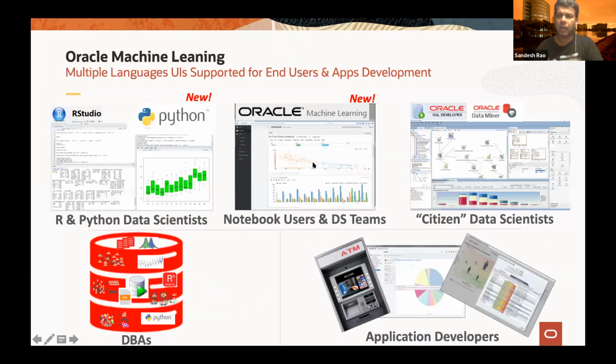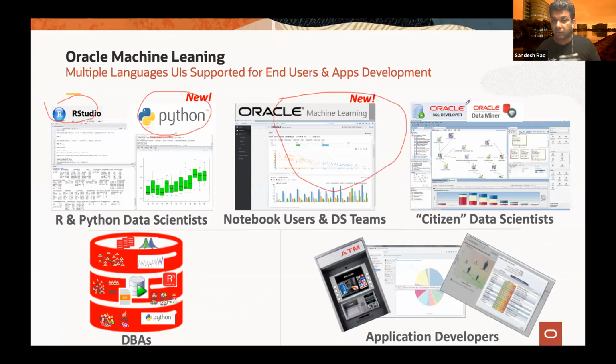There are a lot of tools. As a DBA, what do I get started with? If you're an R guy, then there's RStudio. If you're a Python guy, we're going to come up with this OML for Pi, which is going to allow you to operate on pandas data frames that have data sitting in the backend in Oracle tables. If you're a notebook guy like me, you love Jupyter and Zeppelin notebooks, you can use this.